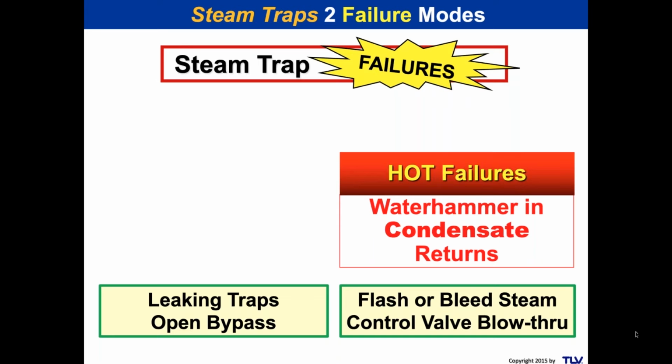Now, you can have flash or bleed steam through, but as long as it's not a lot of steam, it shouldn't be creating a lot of hammer, except flash steam will create hammer when it pockets at the bottom of a vertical riser in transport piping. We'll talk about that later.